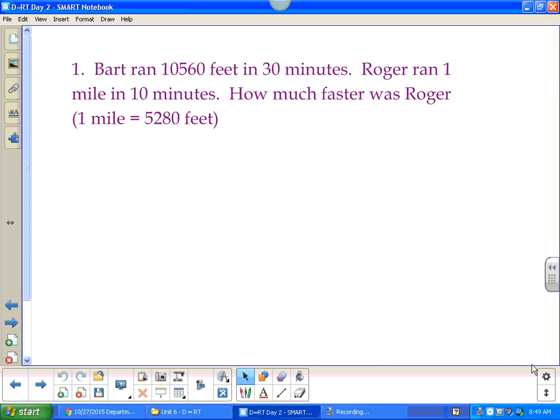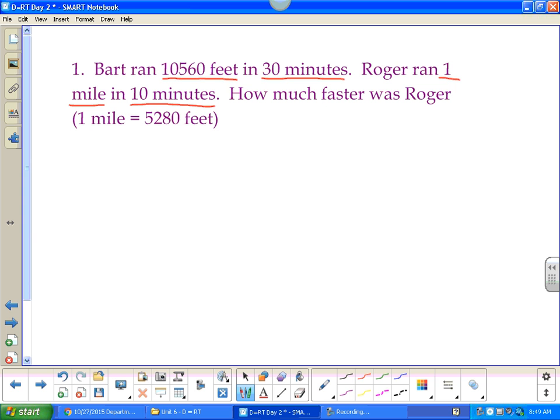Bart ran 10,560 feet in 30 minutes. Roger ran 1 mile in 10 minutes. How much faster was Roger? So right away we should see that we have a measurement problem. We have Bart's information in feet and minutes, and Roger's is in miles and minutes.